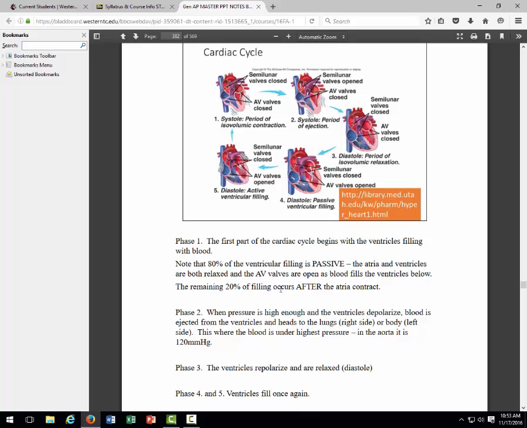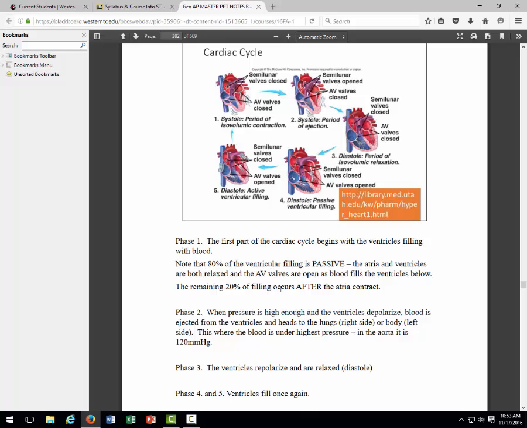Yeah, because the ventricles are 80% full just by the veins bringing blood and just kind of filling a swimming pool. There's just the veins pouring blood into those ventricles through the open AV valves. So phase one is just passive filling. 80% is passive. Then the atria contract when the SA node fires, and that fills the other 20%.